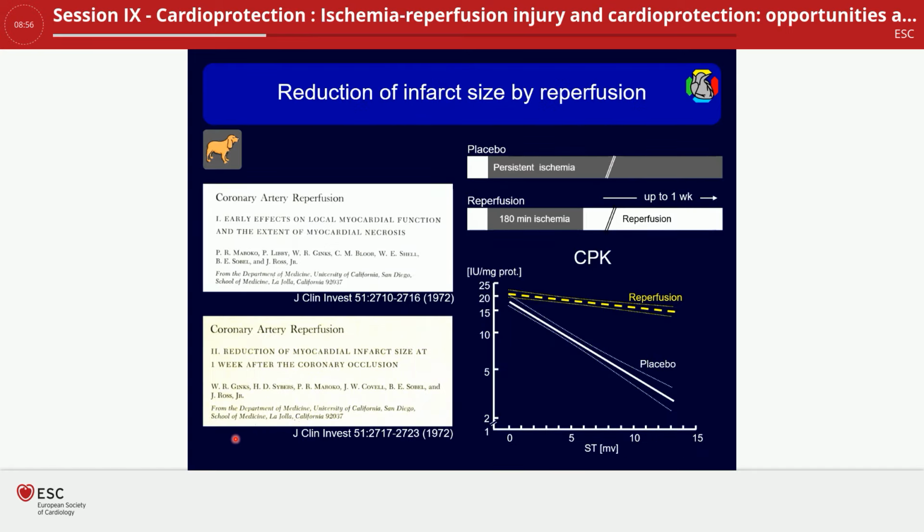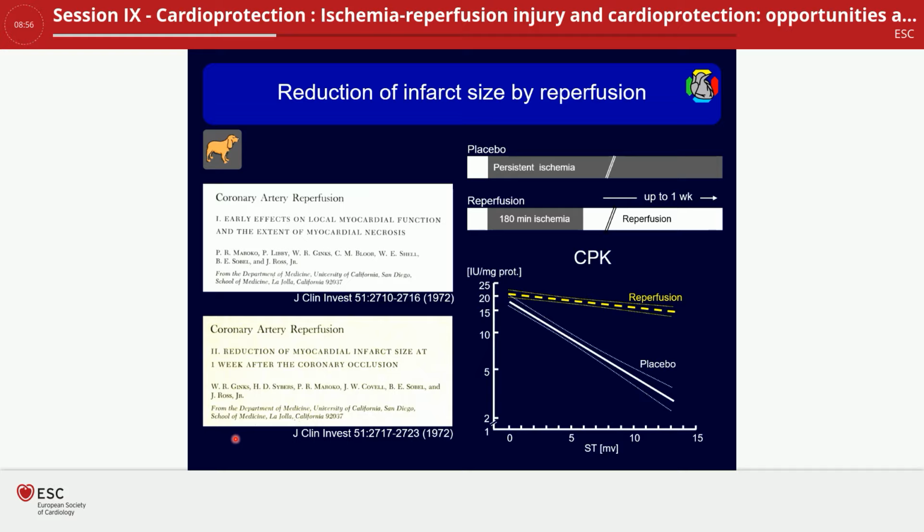Now, what do we do if the coronary artery is occluded? Almost everyone knows nowadays you have to reopen the coronary artery. But that's not such a really established finding for many years. In fact, the observation that reperfusion, that reopening of an occluded coronary artery, would rescue the myocardium from infarction is not even 50 years old. And these are studies that were done by Rainer Schulz and my own former mentor in San Diego, John Ross, published in JCI in 1972.